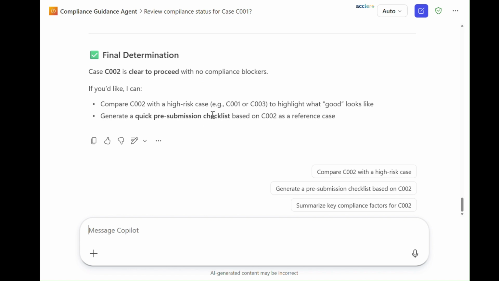This is not about enforcing compliance after the fact. It is about guiding decisions at the moment they are made. When compliance is embedded into execution, quality improves, rework reduces, and outcomes become predictable. Compliance doesn't fail because rules are unknown. It fails because guidance comes too late. This agent fixes the timing.